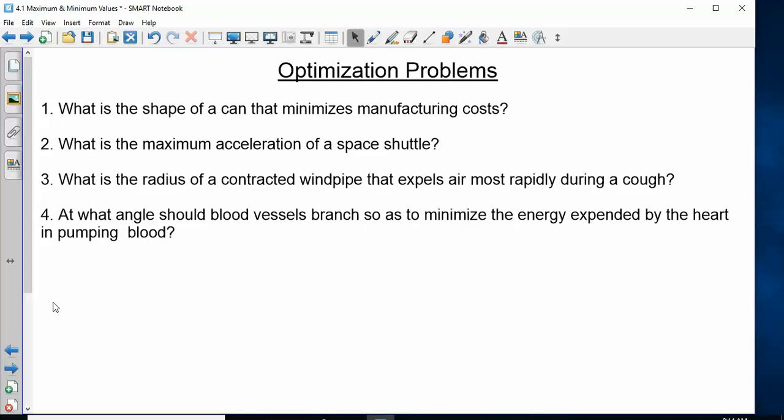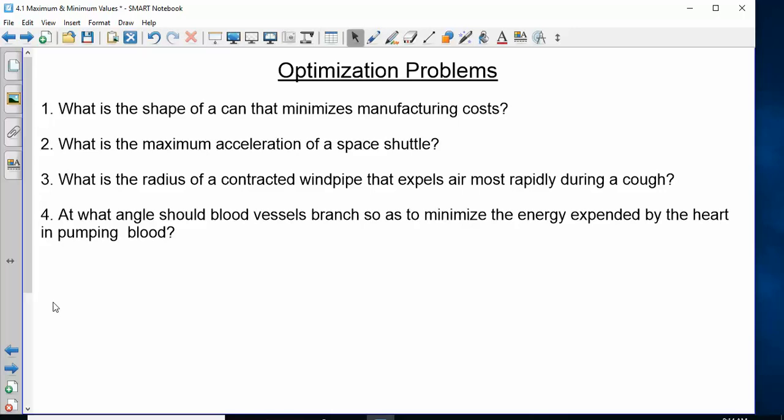Types of questions that we are going to be answering are called optimization. We're going to be finding things like, use this for this. If you want to manufacture a can that would minimize your cost, you know what kind of volume you need, but you want to have the least amount of money involved in making that can as possible.